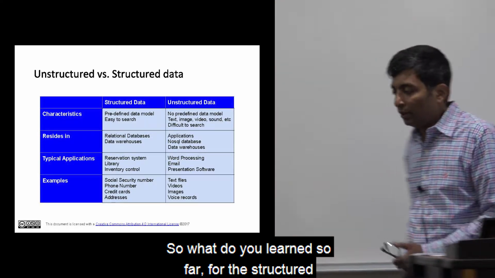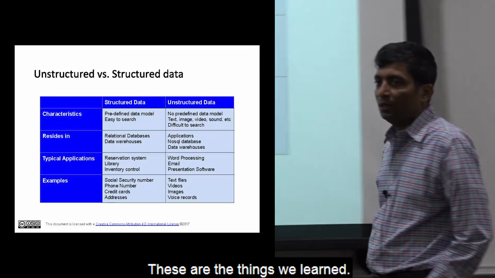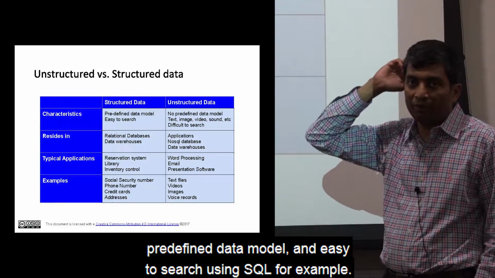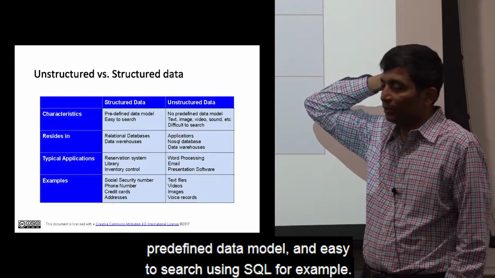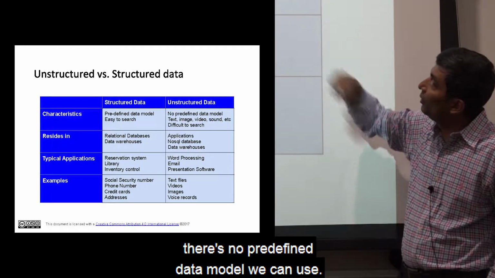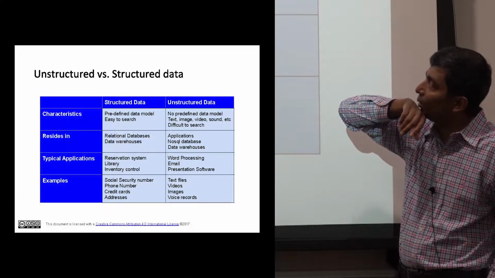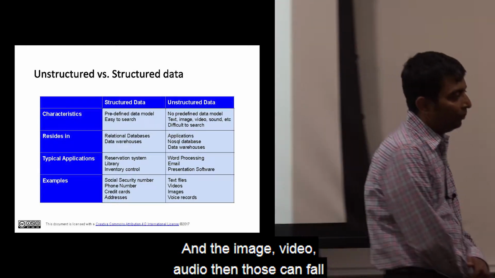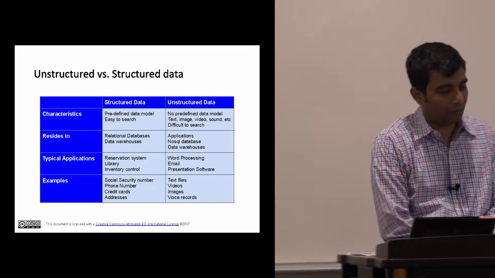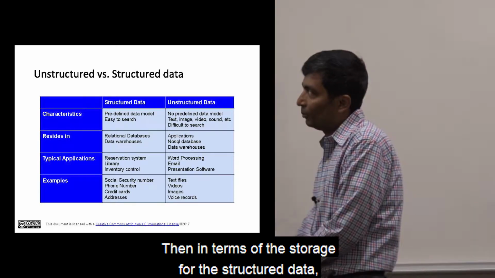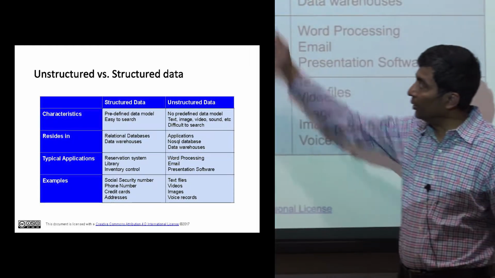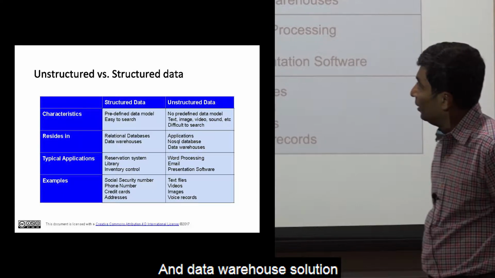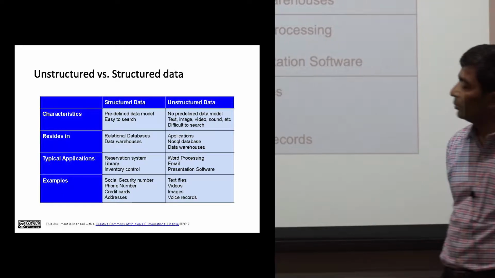So here is what we learned so far about structured versus unstructured data. The characteristics of structured data are a predefined data model, and it is easy to search using SQL, for example. On the other hand, for unstructured data there is no predefined data model we can use, and images, video, and audio can fall into this category. In terms of storage for structured data, we use the relational database. Basically, it is stored in a table and in a file, and we can use a data warehouse solution or a relational database solution.